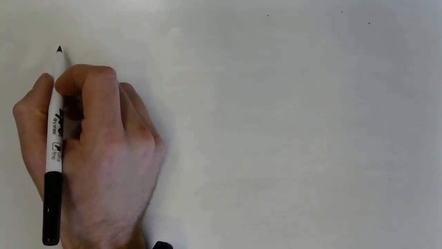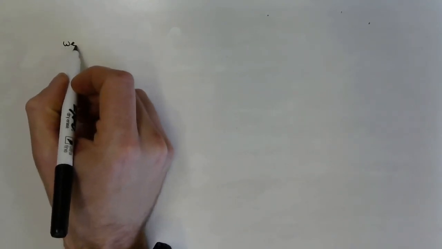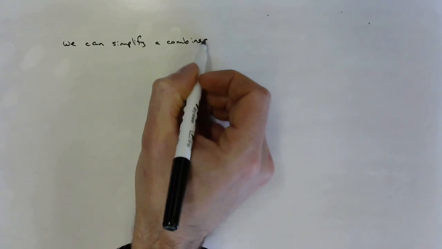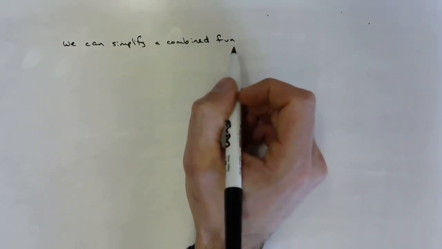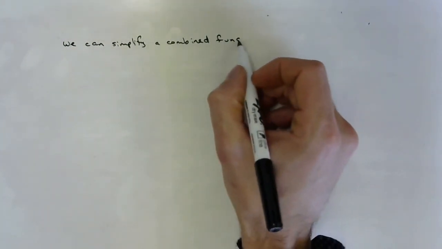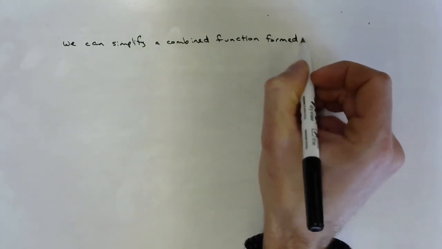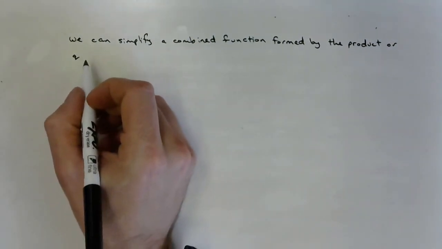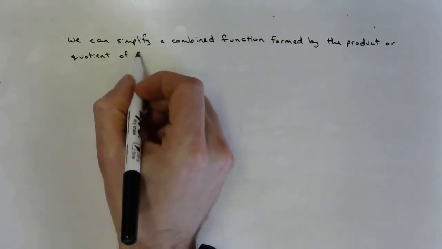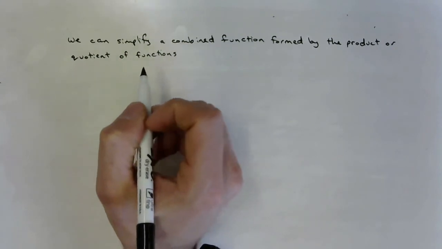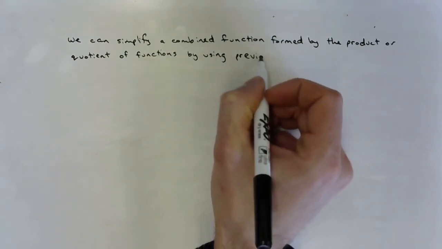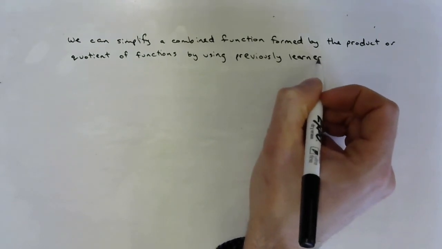So at the top of the page you have a little bit of space for notes, and the first note that we're going to take is we can simplify a combined function formed by the product or quotient of functions, so two or more functions, by using previously learned algebra skills.